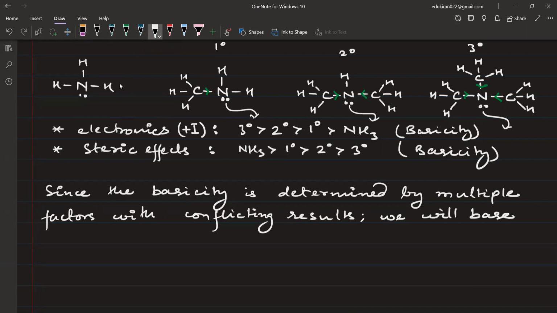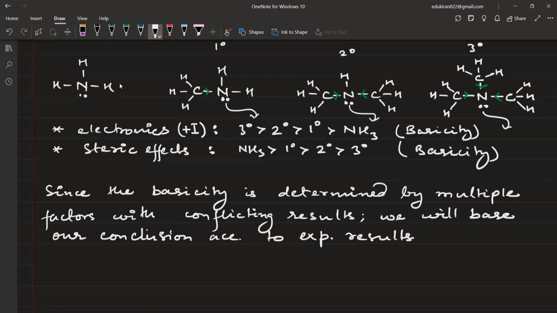we will base our conclusion according to experimental results. ठीक है?